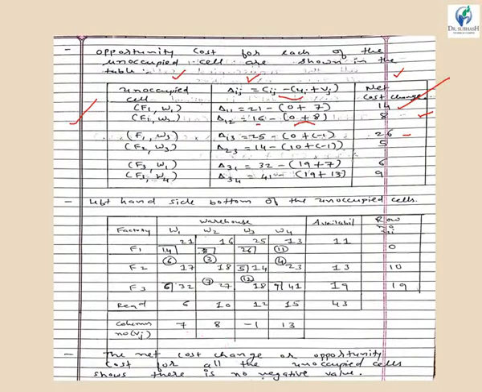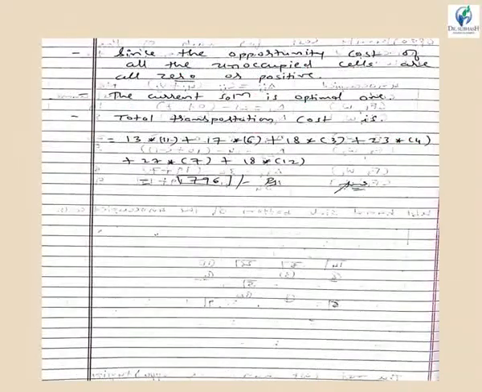So the opportunity cost for all the unoccupied cells shows there is no negative value. Since the opportunity cost of all of them is 0 or positive, the current solution is the optimal one. So the total transportation cost can be found using the main table.